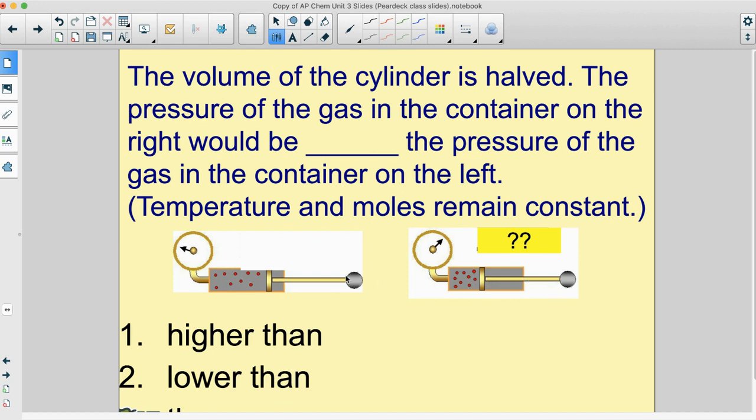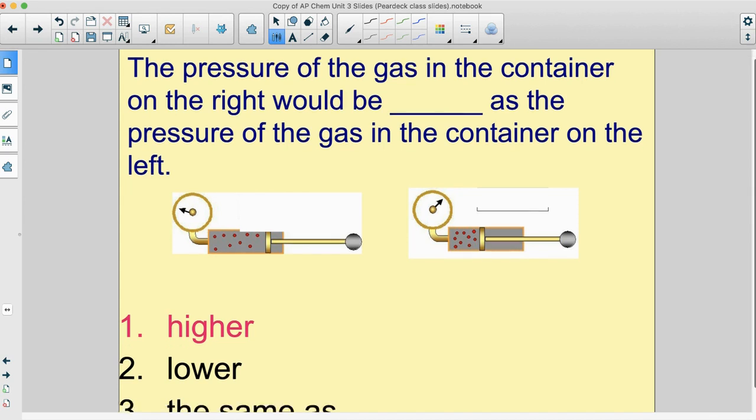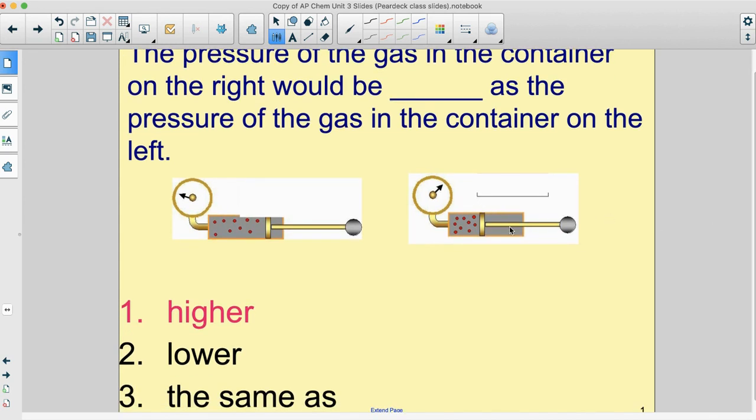Here, the volume of the cylinder is halved. So we go from this volume to half the volume. On the right, the pressure would be blank the pressure on the left. Again, the pressure is higher. If we compress this volume and make it smaller, that's essentially increasing the number of collisions. They have less room to move, so they will collide more often. The pressure will go up.